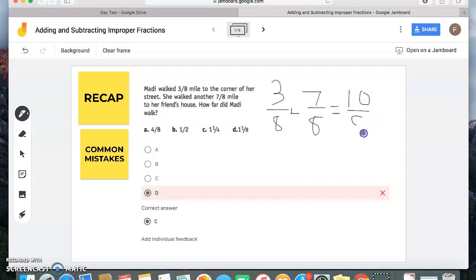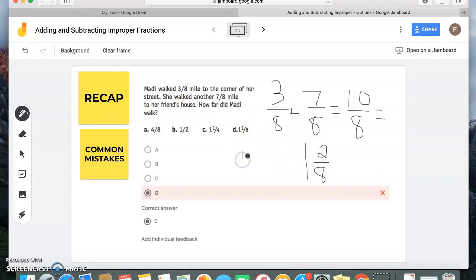and my denominator is going to stay exactly the same as 8. Now, many of you, when you have 10/8, recognize that 10/8 is equivalent to the mixed number 1 and 2/8. Now we could do this two different ways. We can draw this out and count our eighths and go 1/8, 2/8, 3/8, 4/8, 5/8, 6/8, 7/8, 8/8, 9/8, 10/8. And then you recognize you have one whole and 2/8.